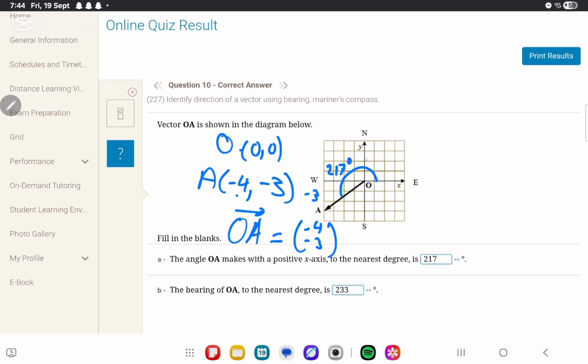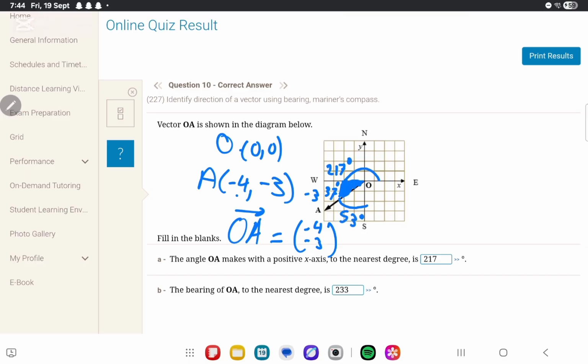They want the bearing. Let's count. First, subtract 217 minus 180. I get 37 degrees. So alpha, this part, is 37 degrees. This part is 180. That's why I subtracted 180, to find alpha separately. So let me put this back on here. Now if I subtract 90 minus 37, I get this part here, which is 53 degrees.